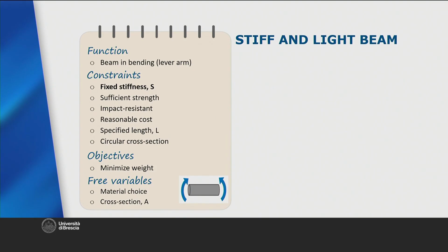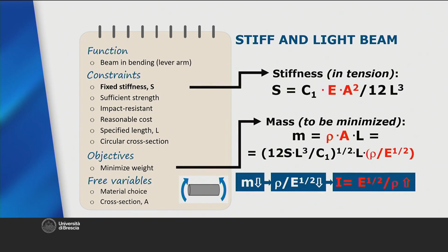It must be strong enough not to break, tough enough to withstand shocks and impacts, comply with any cost limits, have a standard length, and in this problem, we choose a solid circular cross-section. The characteristic to be optimized is the weight, which should be minimized. The free variables in the design are the choice of material and the size of the cross-section. To sum up, the shaft of a golf club can be compared to the case of a beam with specified stiffness and minimum weight, which can be made from any material with a wide section and as desired.